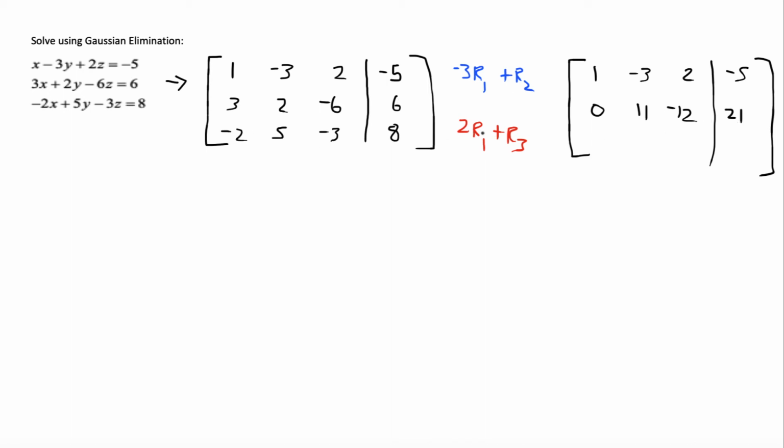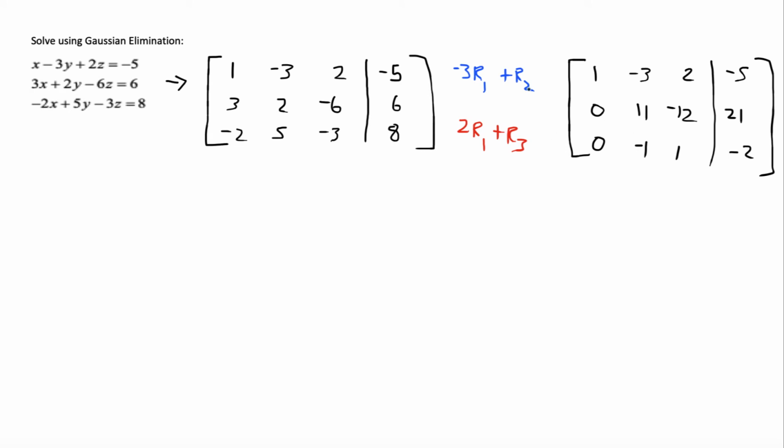Similarly, we're going to use row operations on the third row here. So 1 times 2 is 2, which we add to get a 0. -3 times 2 is -6, plus 5 to get -1. 2 times 2 is 4, plus -3 to get a +1 here. 2 times -5 is -10, plus 8, that'll give us a -2. Okay, so this is what we get now.